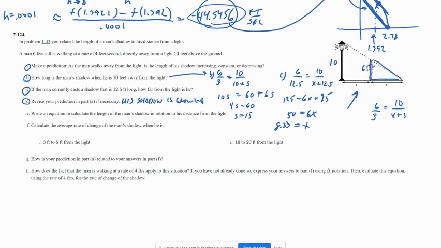Okay, part E, write an equation to calculate the length of the man's shadow in relation to his distance from the light. And so that would mean taking this proportion and solving for x or s actually. And so if you cross multiply here, we get 6x plus 6s equals 10s. So then 6x equals 4s, and so you could then say x is equal to 2/3 s, or s equals 3/2 x. So either way, you can get his distance as a function of the shadow length, or you can get his shadow length as a function of the distance. And so that's part E.